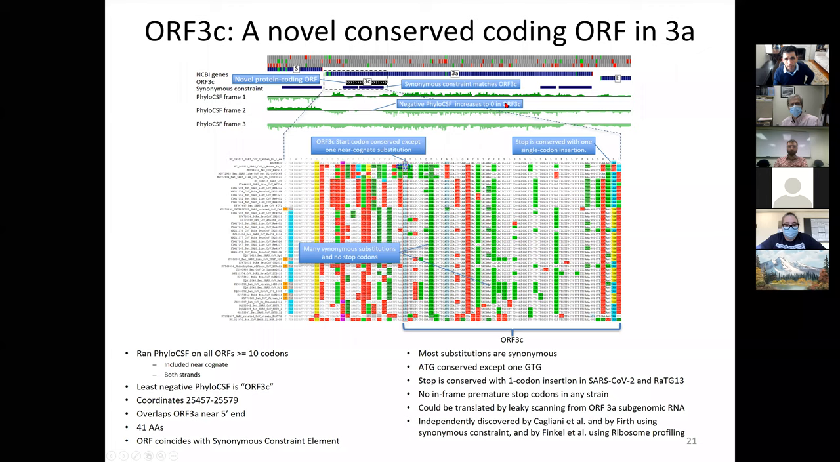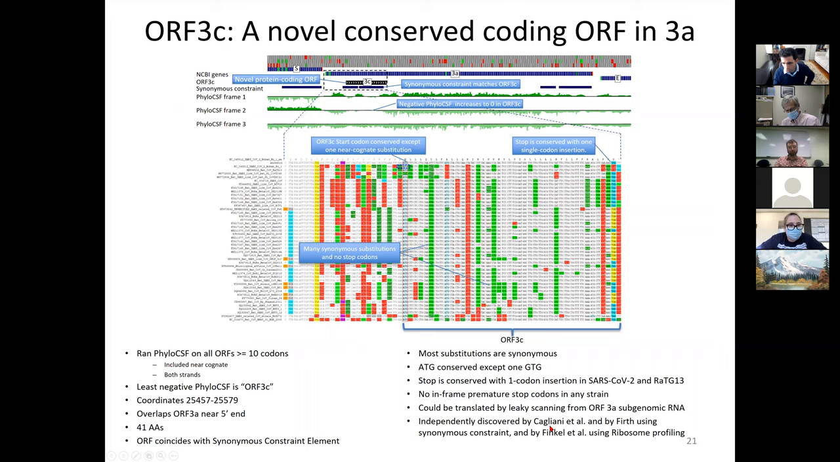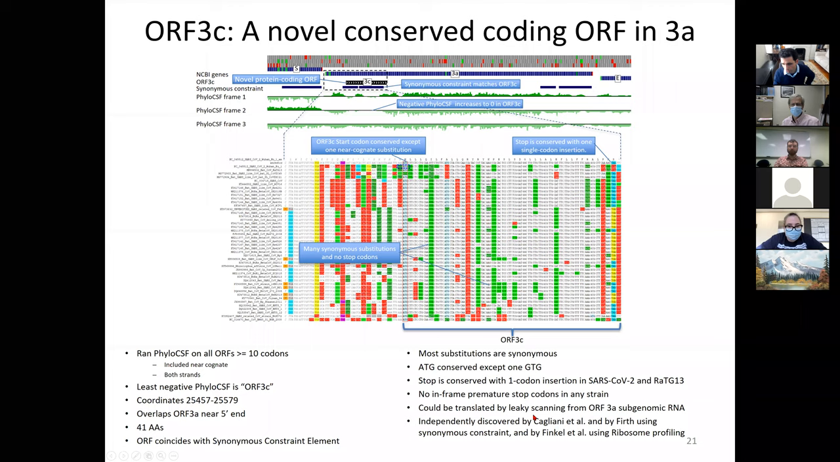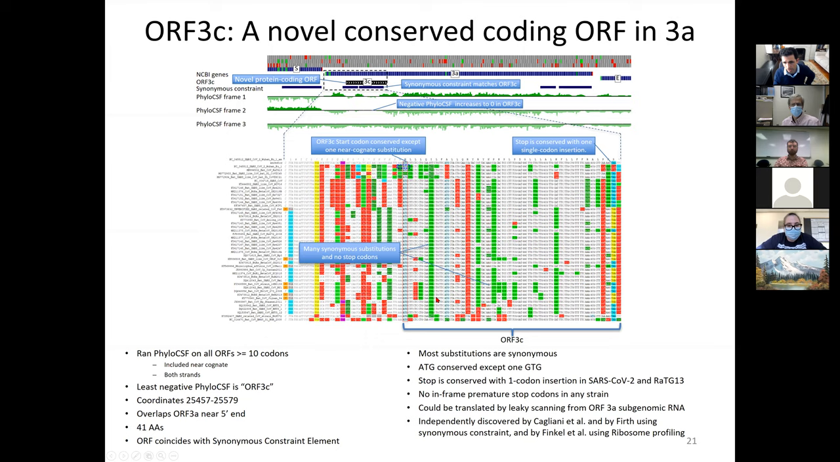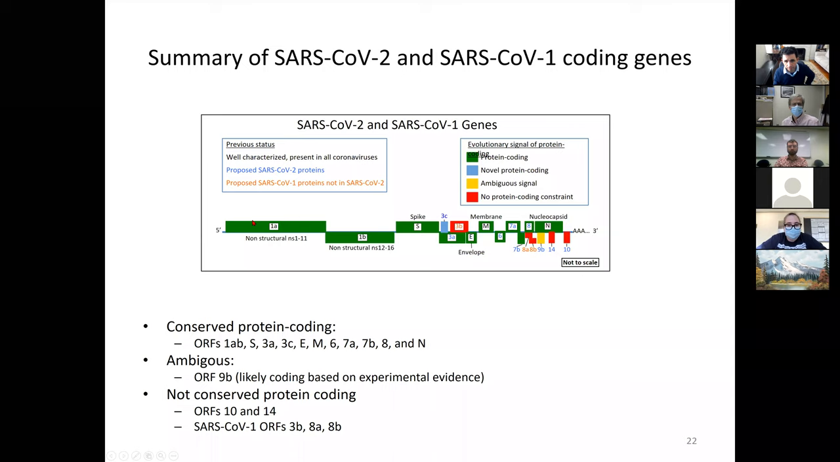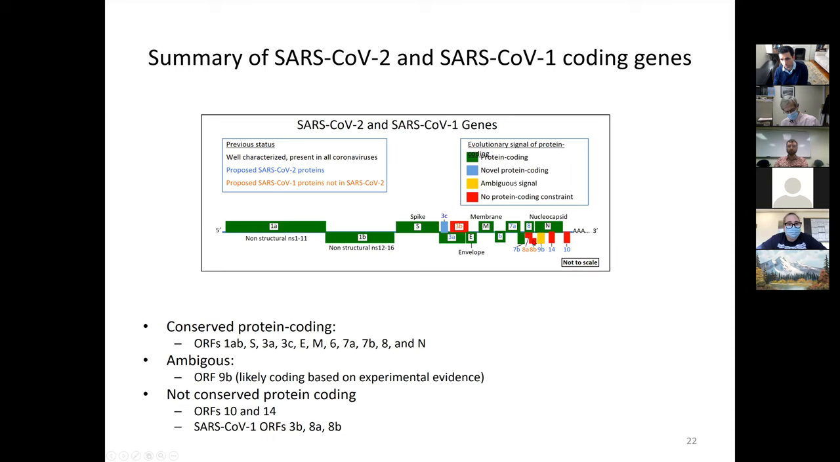This ORF has been proposed by two different authors, Cagliani and Finkel, using ribosome footprinting and synonymous constraint. But again, the evidence in our view was quite inconclusive, whereas the evidence using this PhyloCSF signal is just overwhelmingly strong. So to summarize, we have revised the protein coding gene catalog of SARS-CoV-2, with rejection of ORF8A and 8B, but strong acceptance of 8, rejection of 14 but acceptance of 9B, rejection of 10, rejection of 3B, but discovery of a new protein coding gene, 3C.